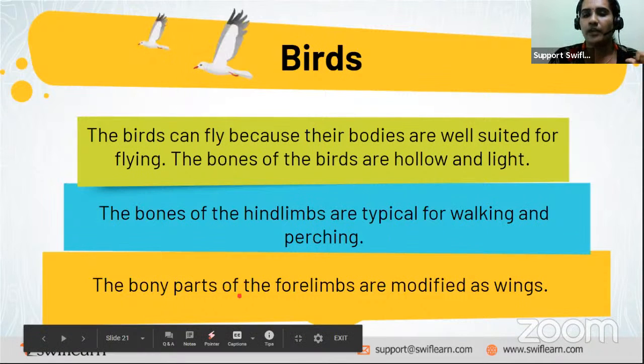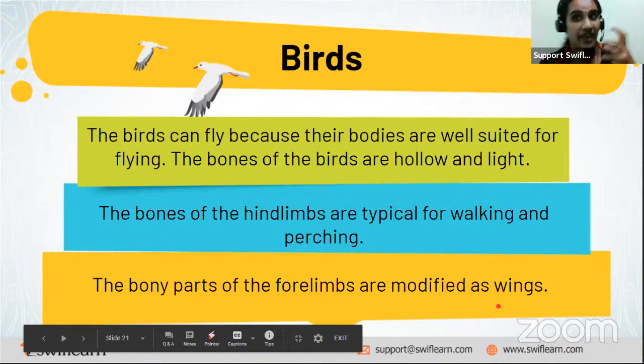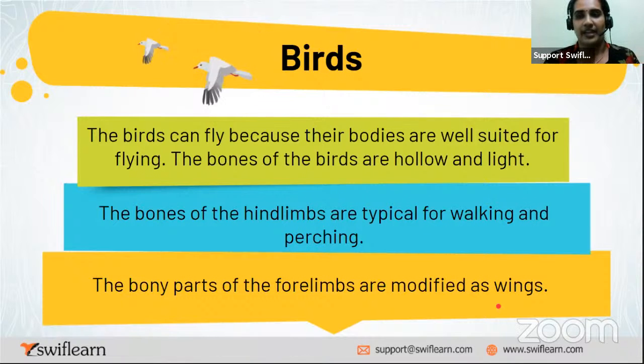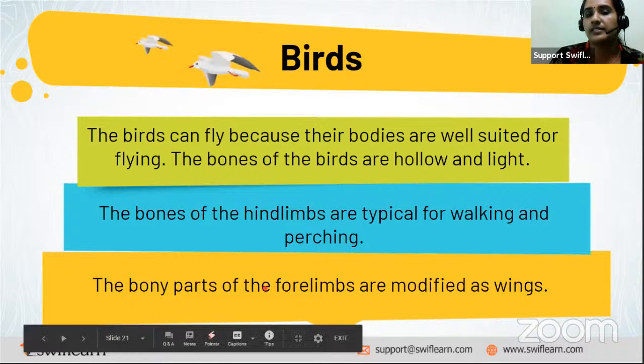The bony part of the forelimb is modified as wings. So from where are the wings coming? The forelimb. If we take ours, one is leg and one is hand. We can consider it as hand. So the forelimb will be modified as wings for birds.